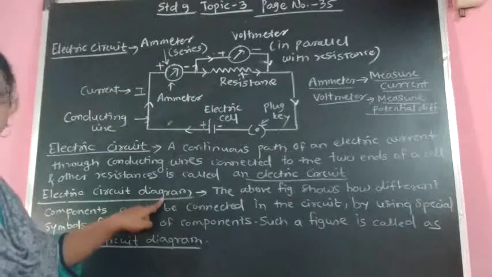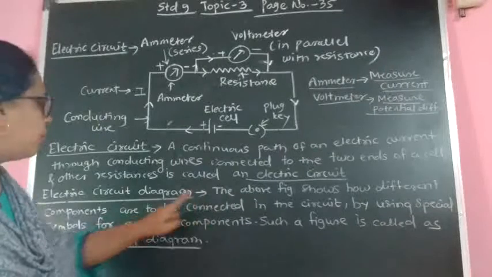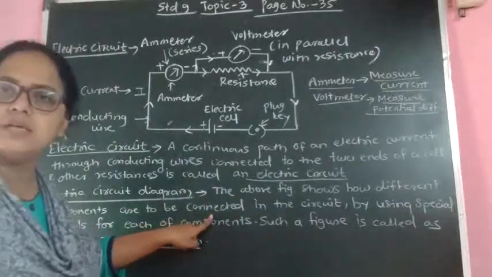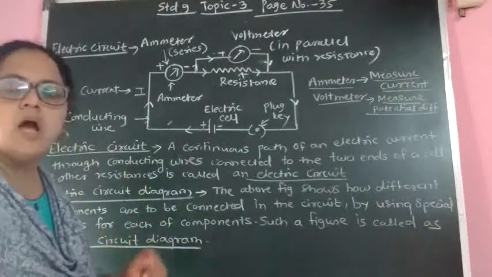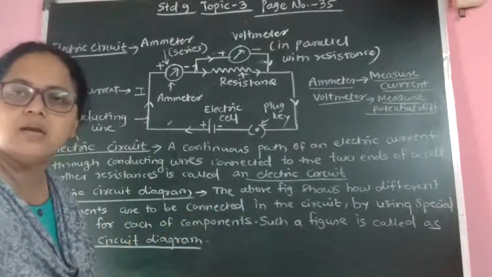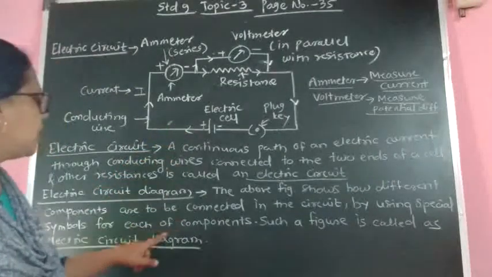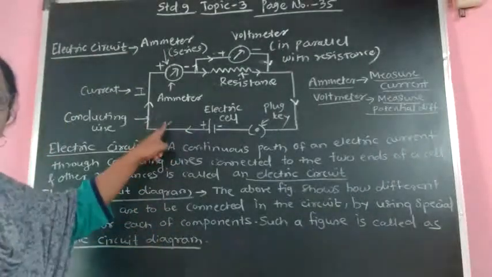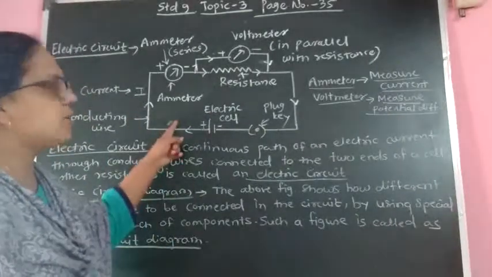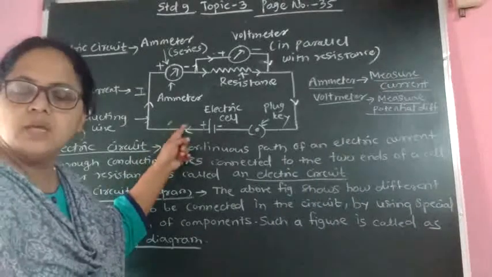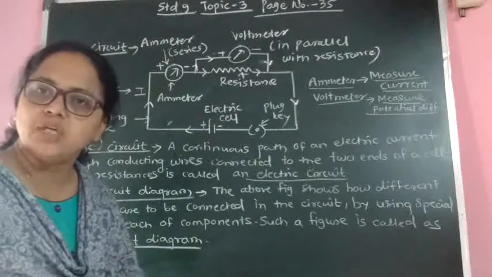Electric circuit diagram. The figure shows how different electric components are connected in the circuit by using special symbols. Such a figure is called an electric circuit diagram. This is the electric circuit diagram. You can see each and every electric component has a special symbol and special function.